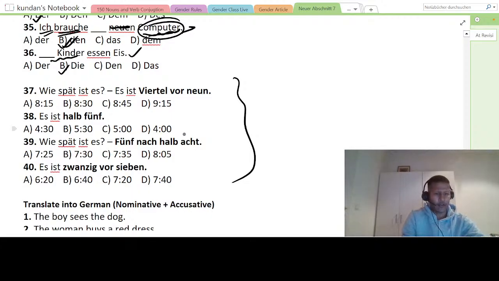Question number 37 to 40, you have to put in the chat. It is watch clock related questions. What is the time? And time is given here. So you have to select the right answers. It's not very difficult. This is the time. This is the time. So what is the corresponding answer? So 37 to 40, you have to put in the chat all in one go.